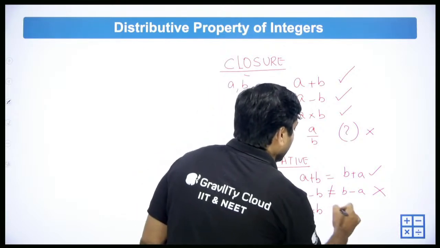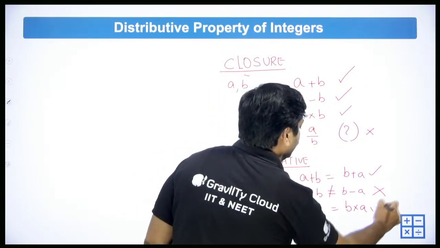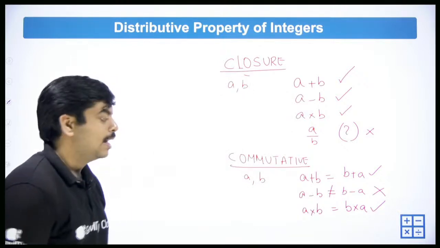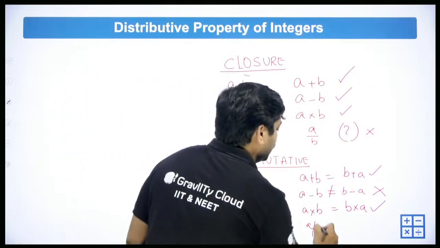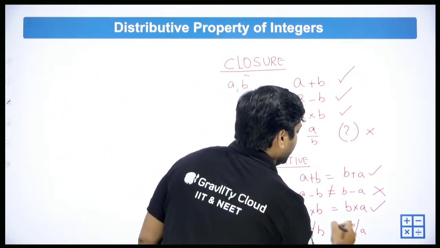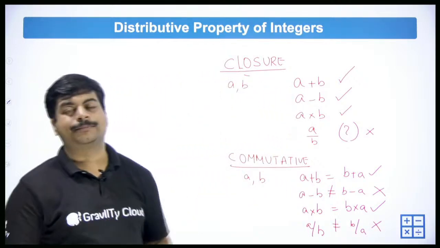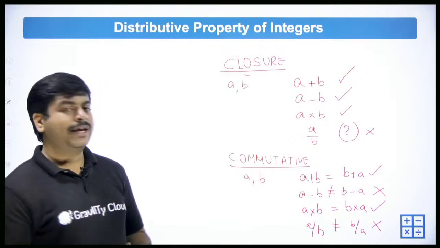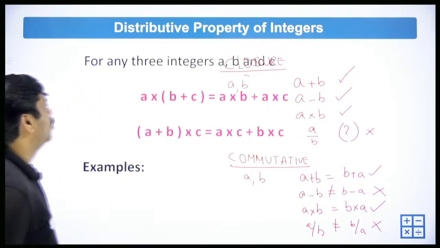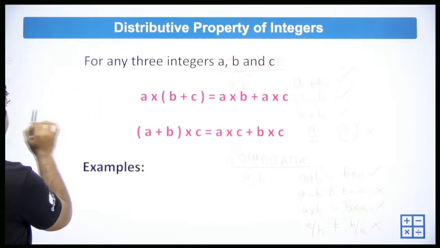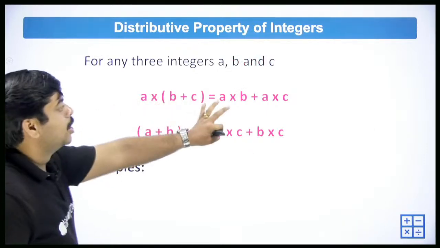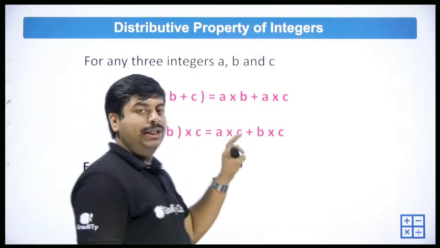A into B and B into A, as these two are equal, again for multiplication it is correct, and A divided by B and B divided by A, both are not the same, so for division, commutative is not valid, right? All this we have discussed, and in the coming class we will also discuss the distributive property. We are going to cover that in the next lecture, right?